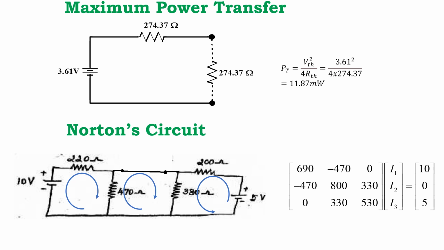So read out the circuit, then go to the formula of maximum power transfer, PT equal to VTH square by 4RTH. Substitute all the values, then I got 11.87 milliwatts. So this is the way to apply the maximum power transfer theorem.